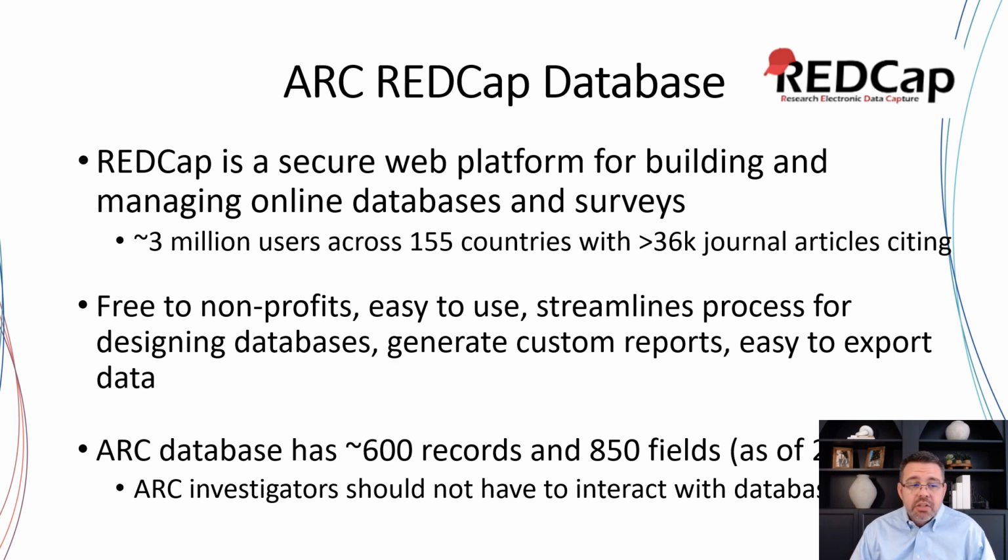And so our ARC database, as of current, has about 600 records and 850 fields, right? So this is as of February 1st. So this is a very large database, right? If you were to pull this down into a spreadsheet, for instance, it would be about 500,000 cells and growing. And so this is something we maintain at the Clinical Coordinating Center. And you as ARC investigators should never really have to directly interact with the database. But I do want to very quickly just show you what we see on our end.